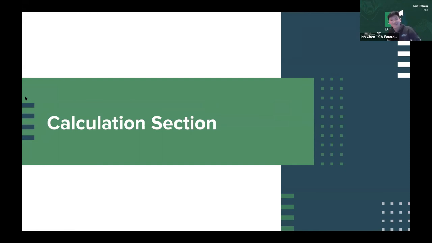Alrighty, very exciting. Well, now we're moving on to the calculation section. As a reminder, there is no penalty for missed questions in this section. Each question is worth 5 points for every correct answer, and the time limit has been extended to 2 minutes. The questions will not be on the slides and will be read verbally twice.